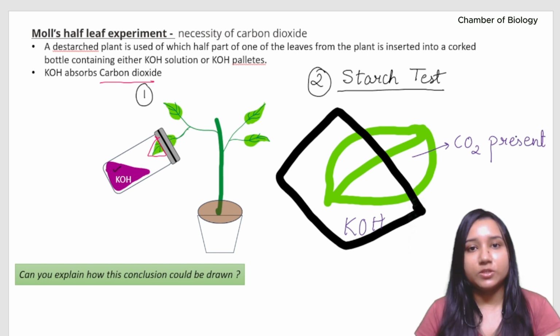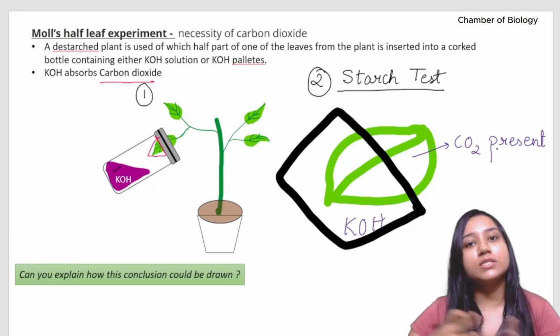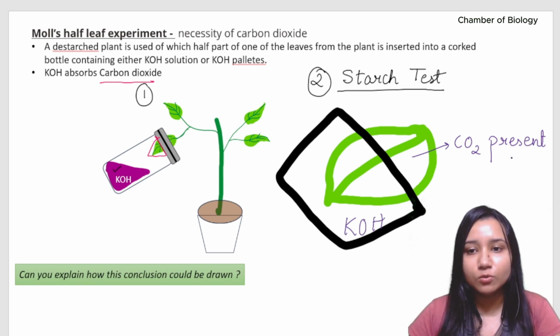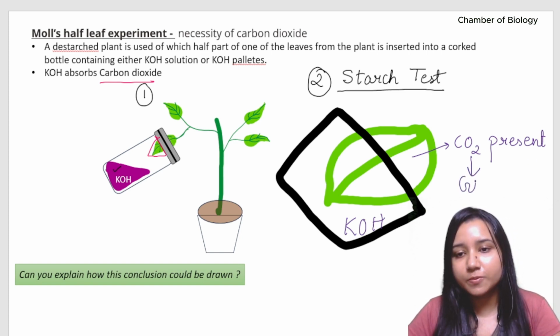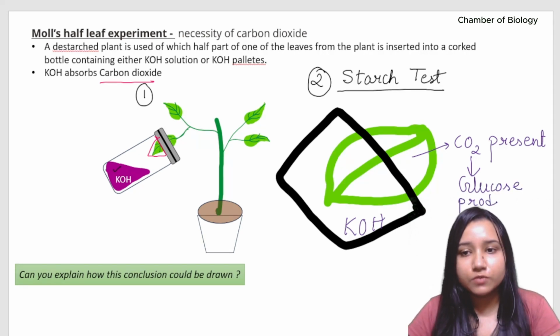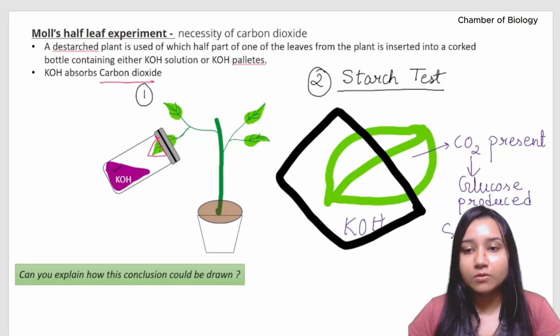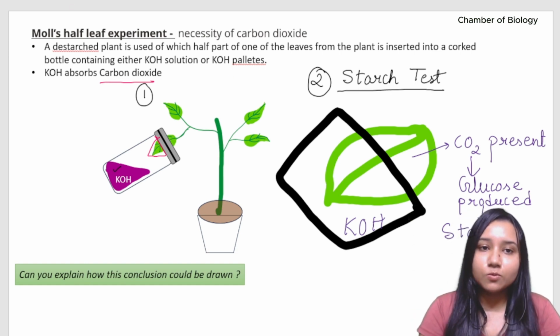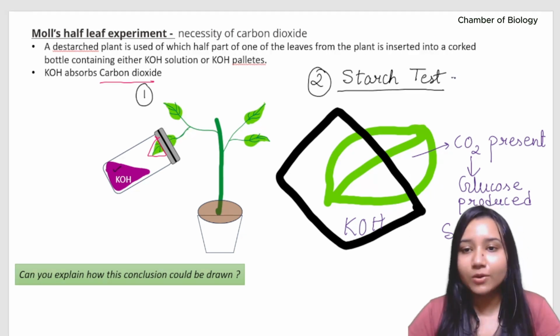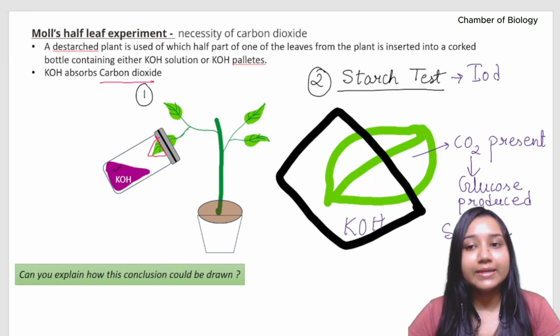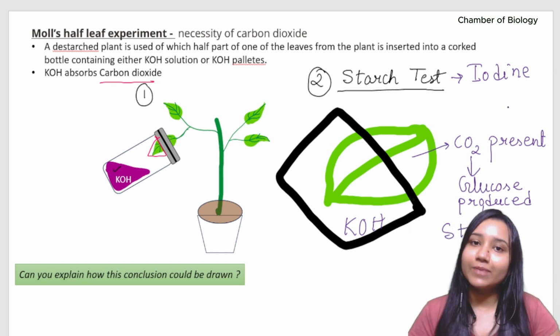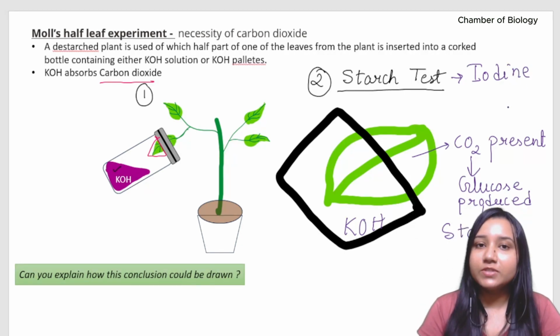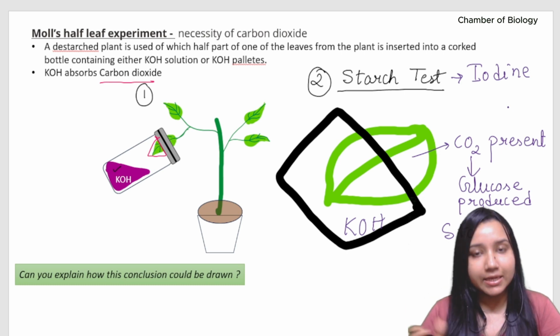Now, if the CO2 is present, what we have seen is that the CO2 is reduced and it is going to form glucose. That means if CO2 is present, glucose is produced. After the glucose is produced, it is going to form starch, because we know glucose is stored in the form of starch. So we know in the starch test, what do we use? We use iodine. And when there is starch present in any food item or even in the leaf, this proves that photosynthesis in that leaf has taken place, right?